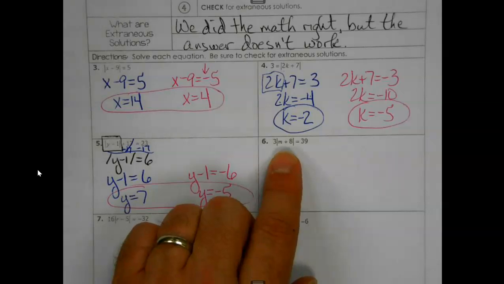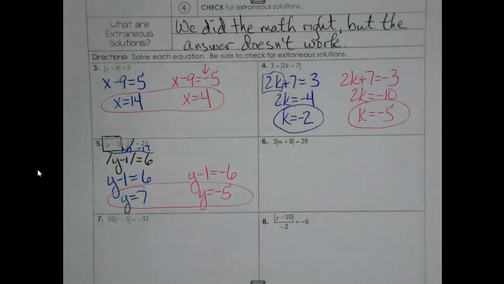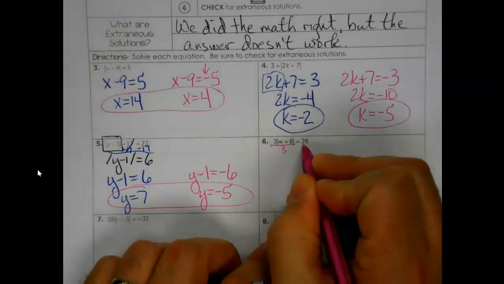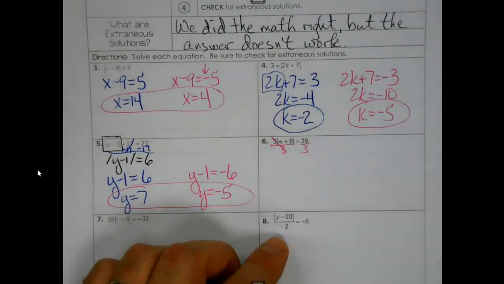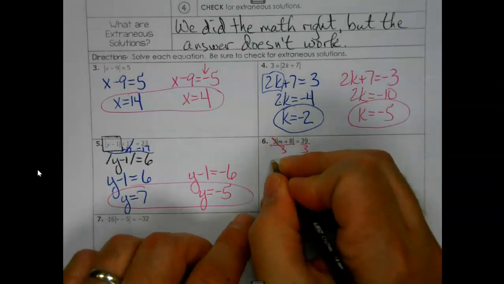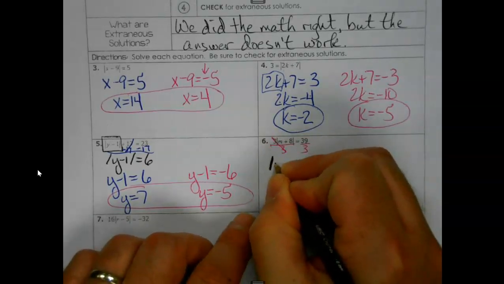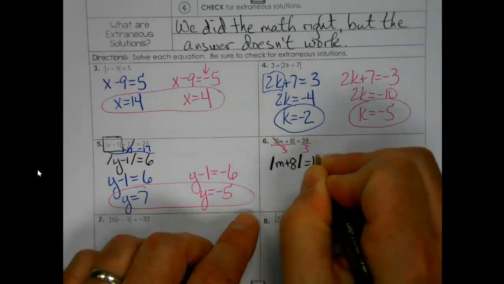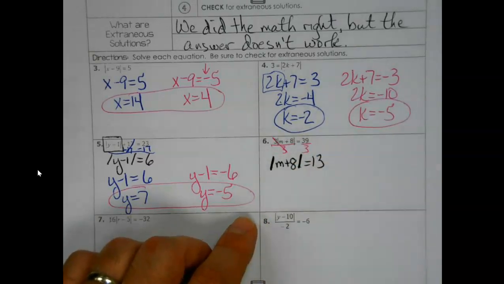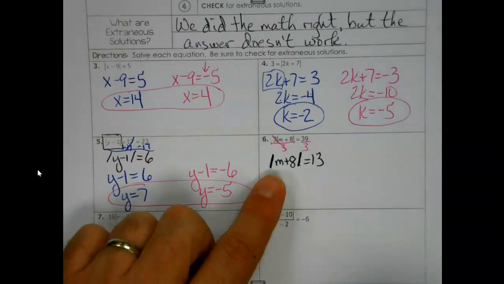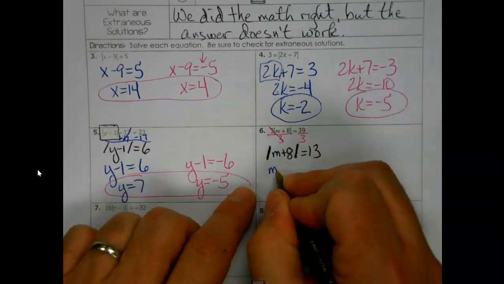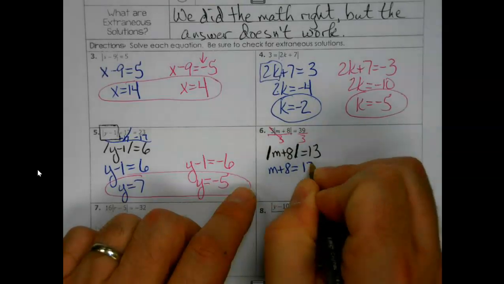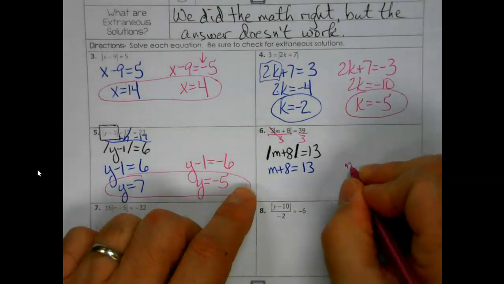What do I have to do on 6 to get my absolute value alone? Divide by 3. Whatever we're doing to one side, we're doing to both. Okay, we're alone. We're ready to splitsy. I'll make up words.